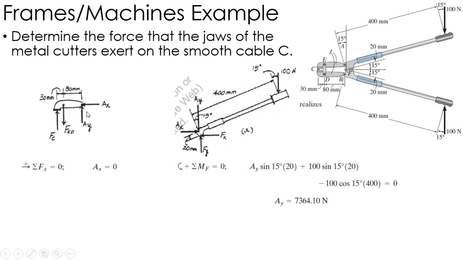Now that I know AY, I can come over here, sum the moments about point E, and basically take 80 times what I know about AY and subtract 30 times my unknown FC, solve for FC, and you can see that I get 19,600 newtons, which is a lot bigger than the 100 newtons over here. So I have a mechanical advantage of about 200 times what I had before. That's the whole point: I want to put a small force here on the handles to get a large force here at the cutting end.